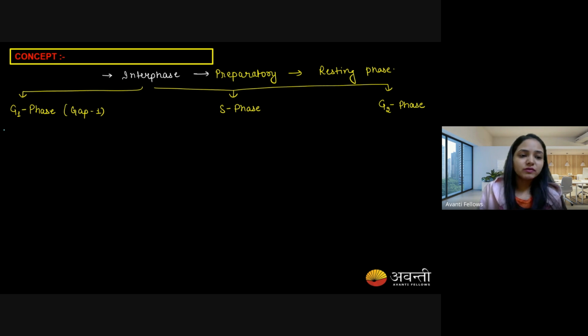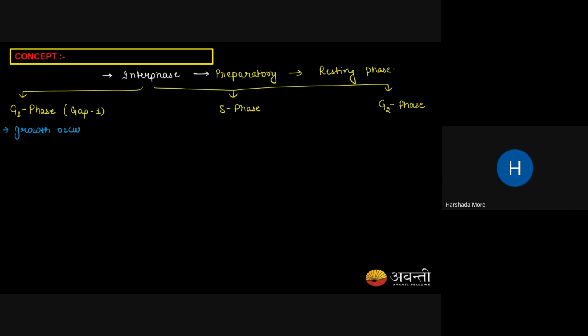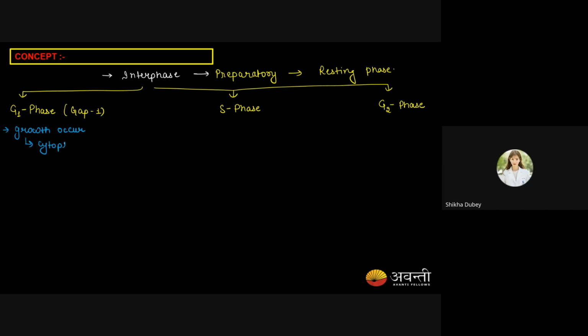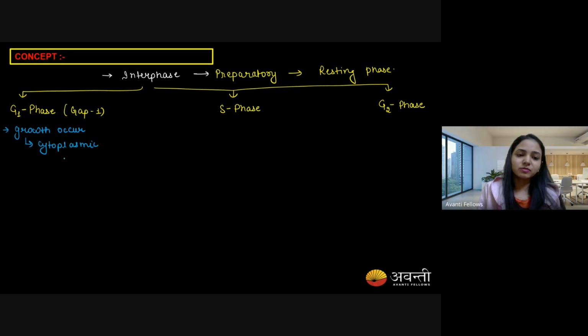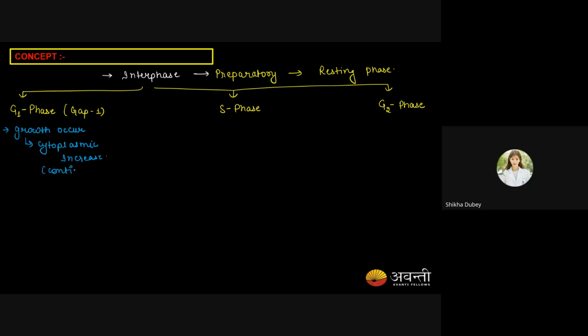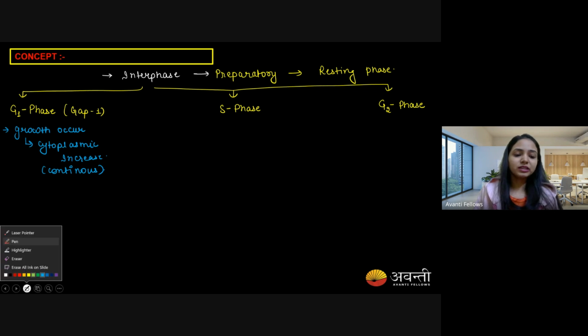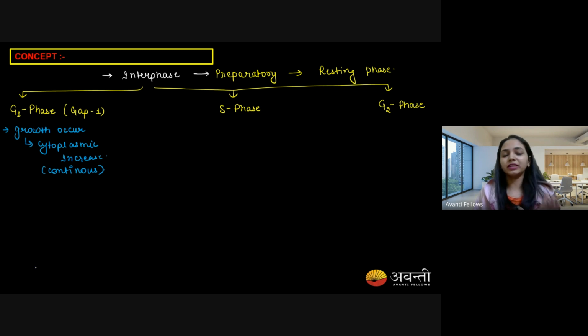In the G1 phase, what will happen? In G1 phase, growth occurs, continuous growth in terms of cytoplasmic increase. We have already studied this. Cytoplasmic increase is a continuous process. So what is going to happen to the cell here? In this phase, growth will occur in terms of cytoplasmic increase.